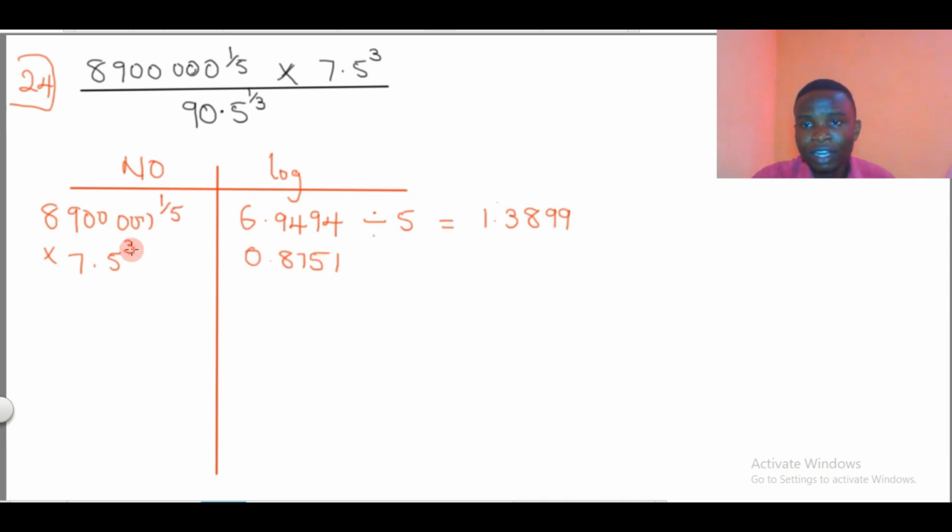So this is 0.8751, and I have the power of 3 here. The power of 3 will be times 3. In the case of the power of 1 over 5, it is divided by 5. If it is the power of 3, it will be times 3. So 0.8751 times 3 will be equal to 2.6253.